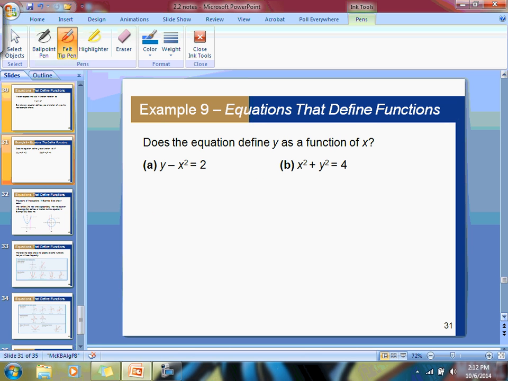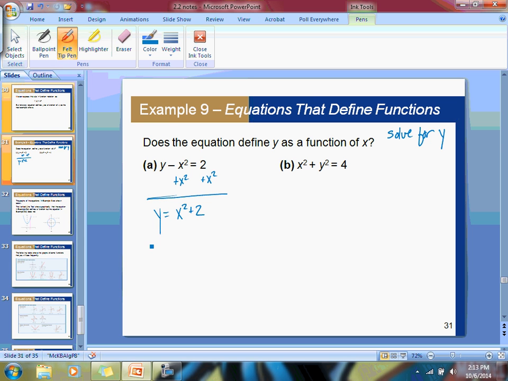Okay, now example 9, we have two equations here, and we're going to see if they are functions. So what we're going to do is solve for y. That's what you need to think when you see these types of problems: you need to solve for y and see, like it said on the other slide, if there's one value of y for each value of x. So for part A here, if I was going to solve this for y, I would have to add the x squared over to the other side. So I would have y equals x squared plus 2.